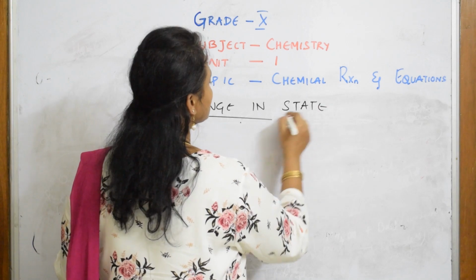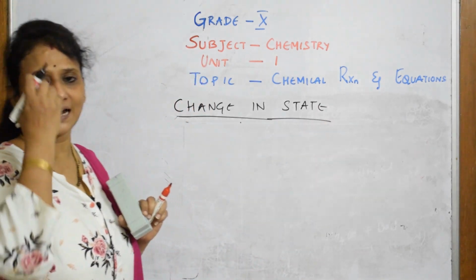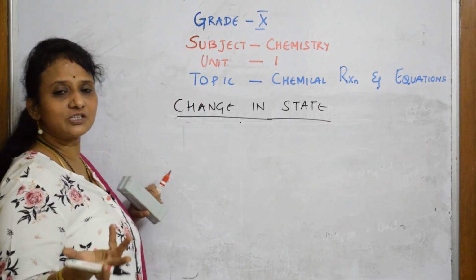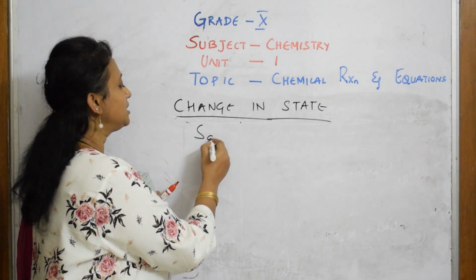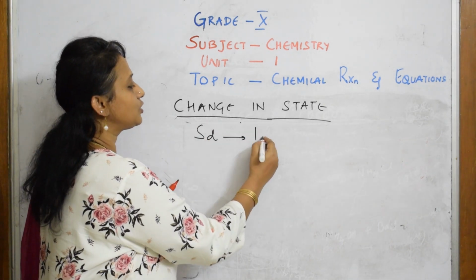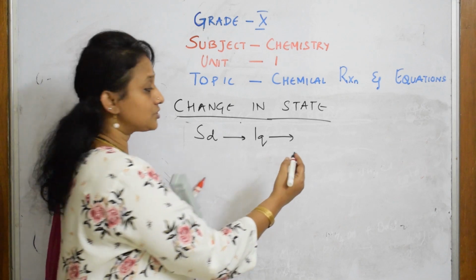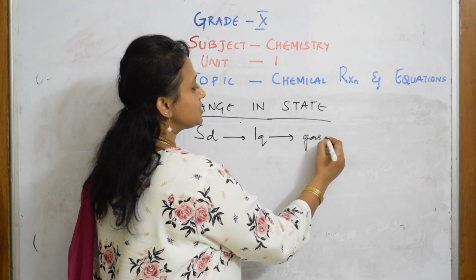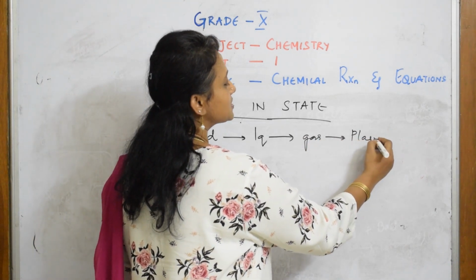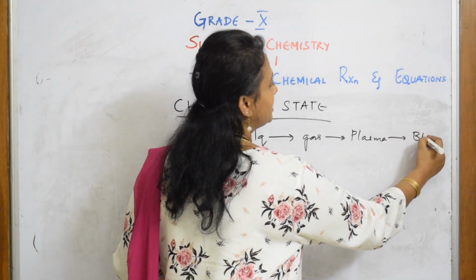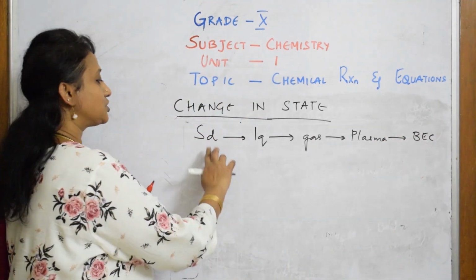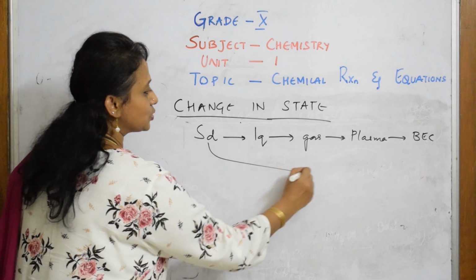Simple example. Here you're going to take a wax candle. What is meant by a state? State is nothing but solids getting converted to liquids, liquids getting converted to gaseous, gaseous getting converted to plasma, plasma getting converted to BEC, right? There is also conversion of solid directly to gas.